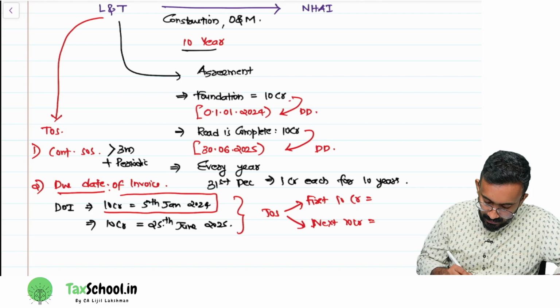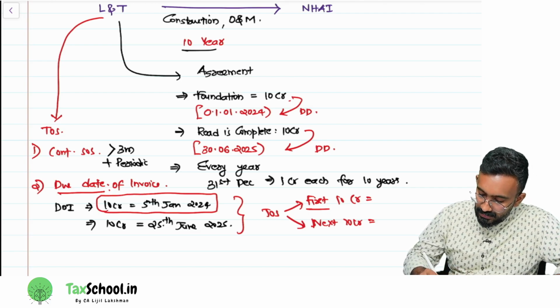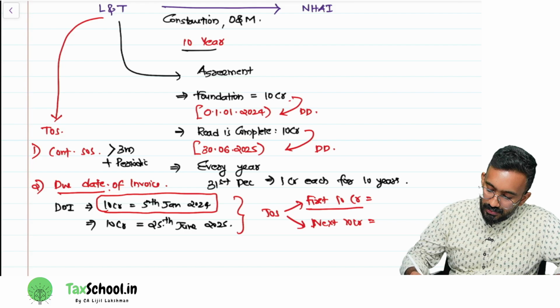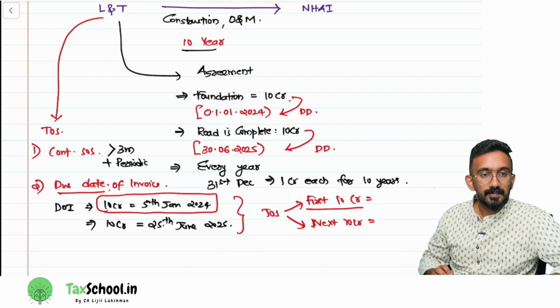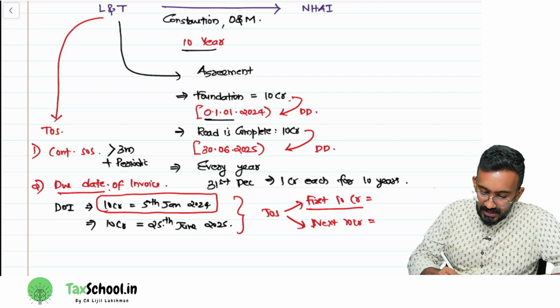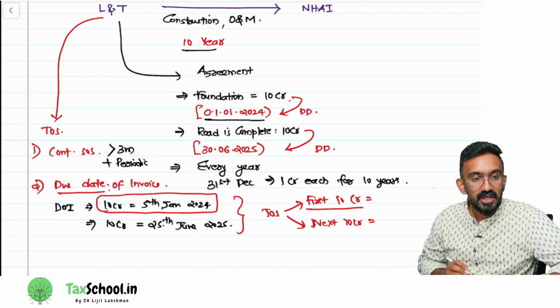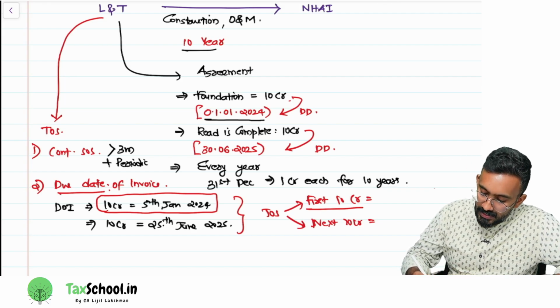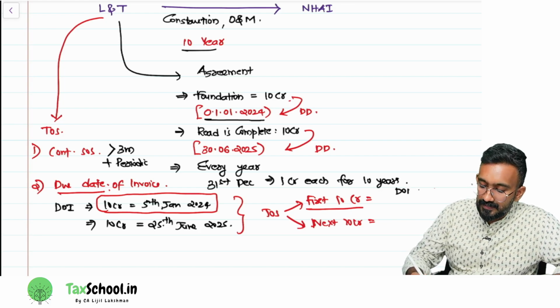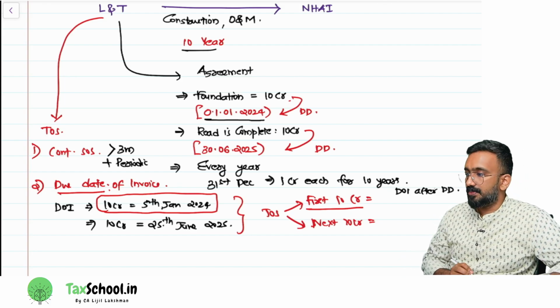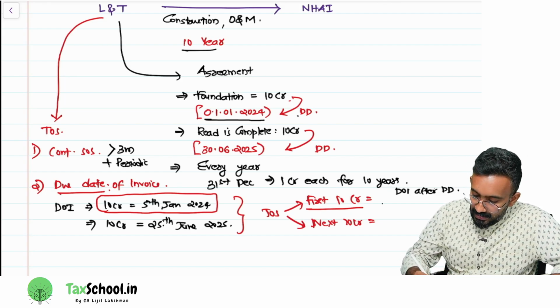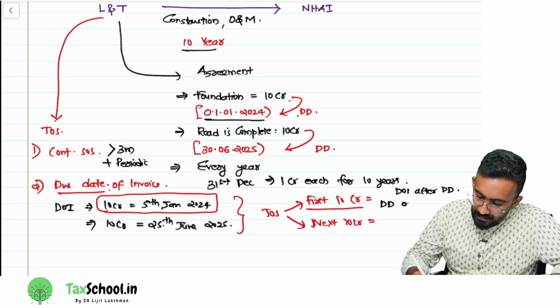I have to look at the first 10 crore. I have to ask the question, is the invoice issued within the due date? What is the due date? 1st of January. When did they give the invoice? 5th of January. Invoice is not issued within the due date. Date of invoice is after due date. Then what should I compare? The due date and date of payment, whichever is earlier.